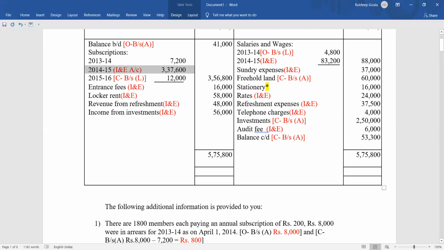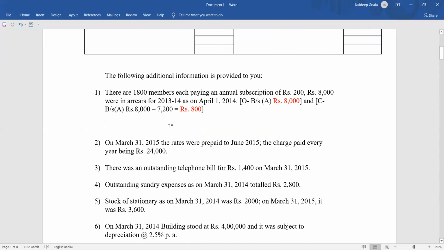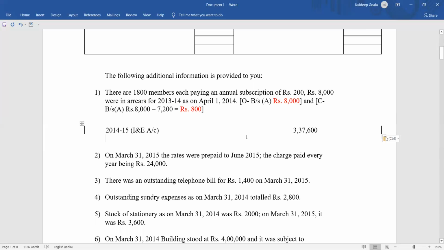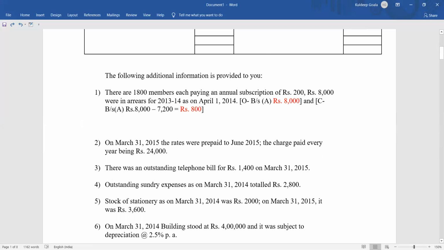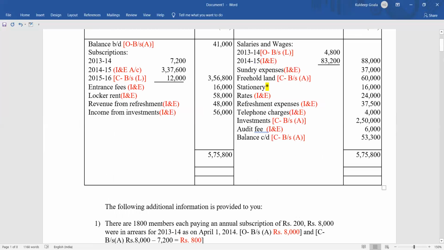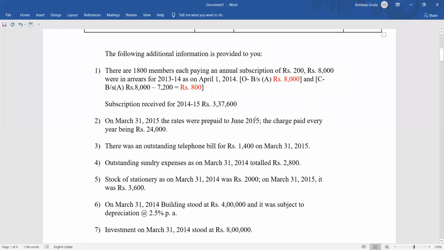Okay, 3,37,600 rupees. You can just directly take that. I'll directly take that amount, that is subscription received for 2014-15. How much have I received as subscription for 2014-15? 3,37,600. Clear? This is the total subscription we have received for this year.